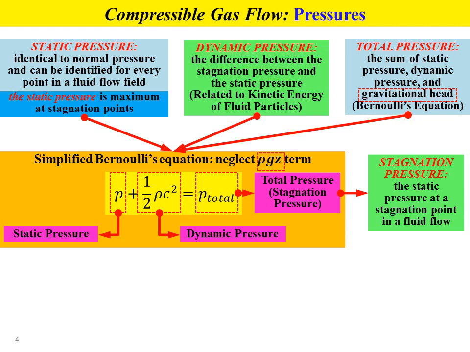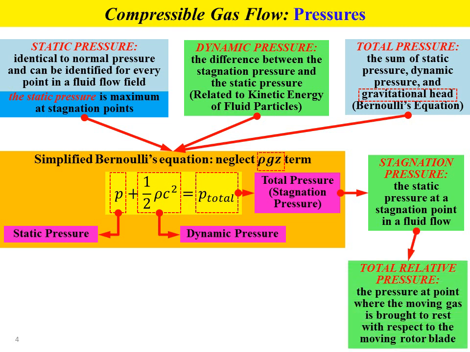So we have 4 types of pressure. The last type of pressure is the total relative pressure. In terms of definition, the total relative pressure is the pressure at the point where the moving gas is brought to rest with respect to the moving rotor blade.